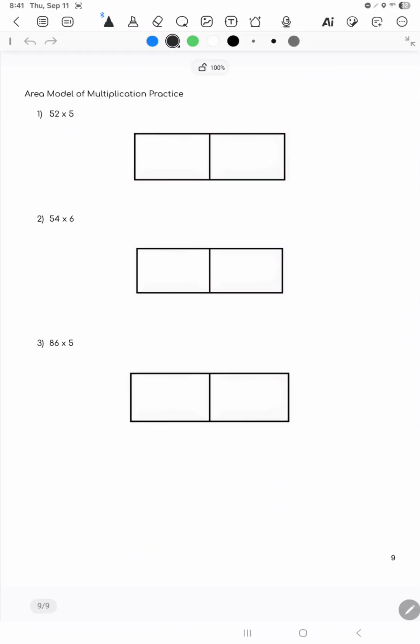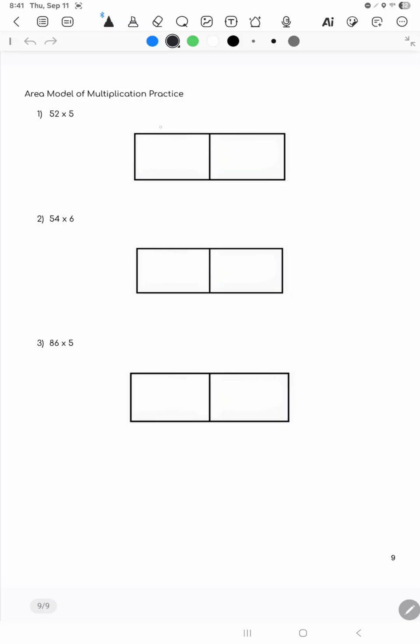I did add some multiplication of area with area model practice in here just to give you a little heads up and some practice. There's not any straight up problems like this on the test, right? But what if this was a question like with base area times height and you had 52 times 5? And what if you had 54 times 6 is like a base area times height?